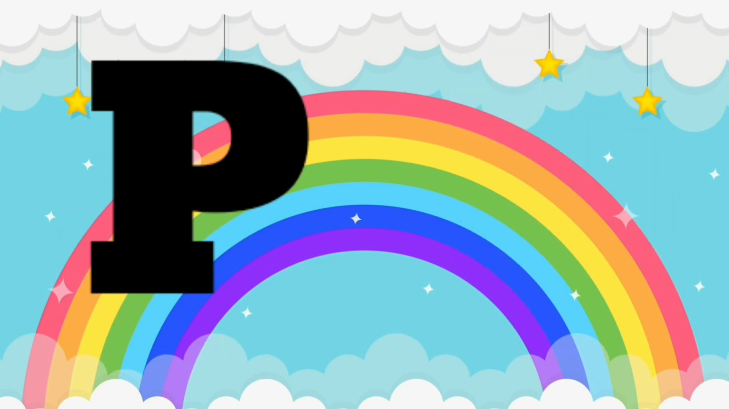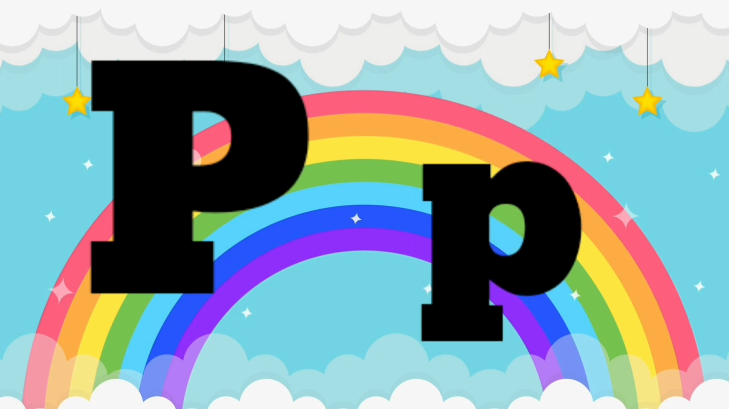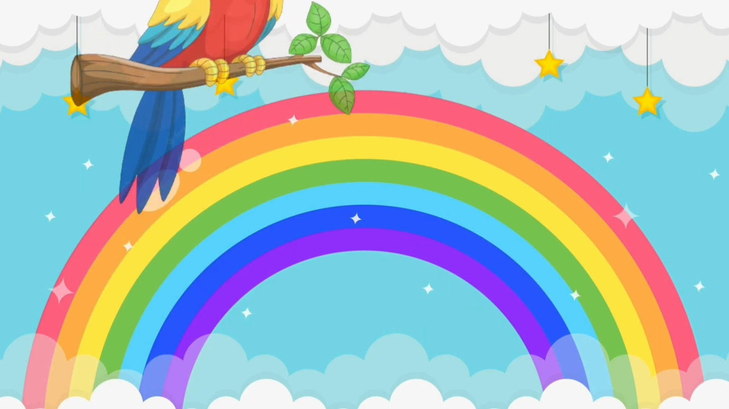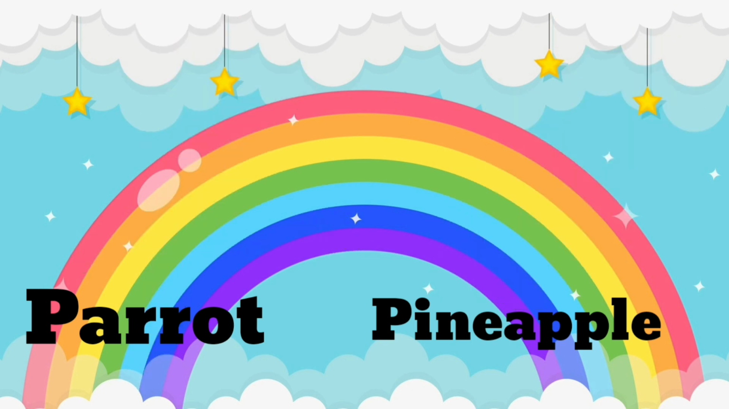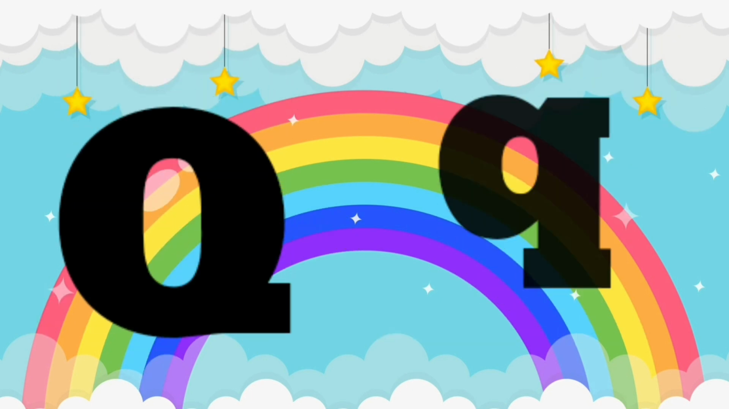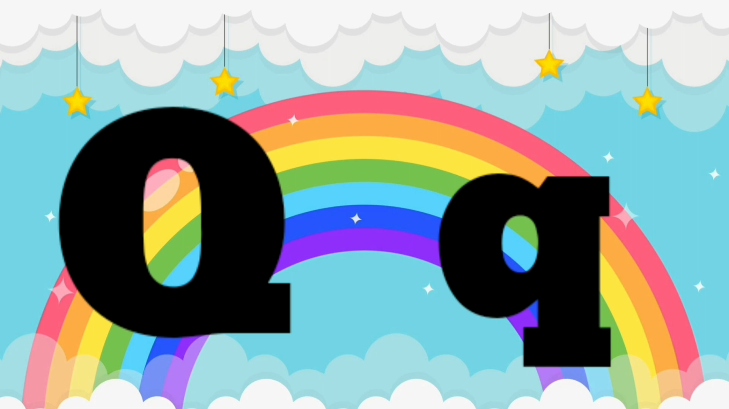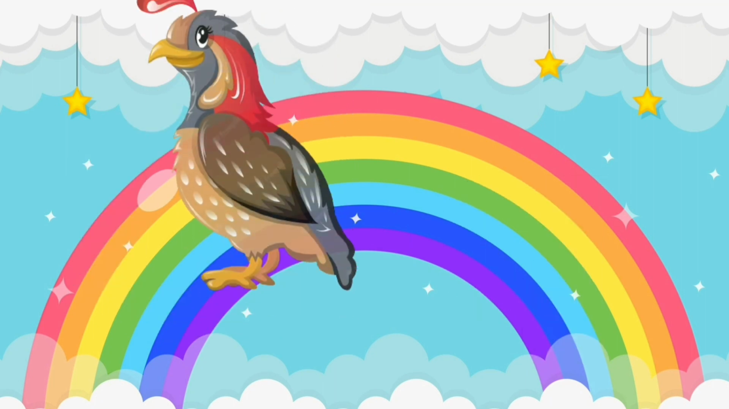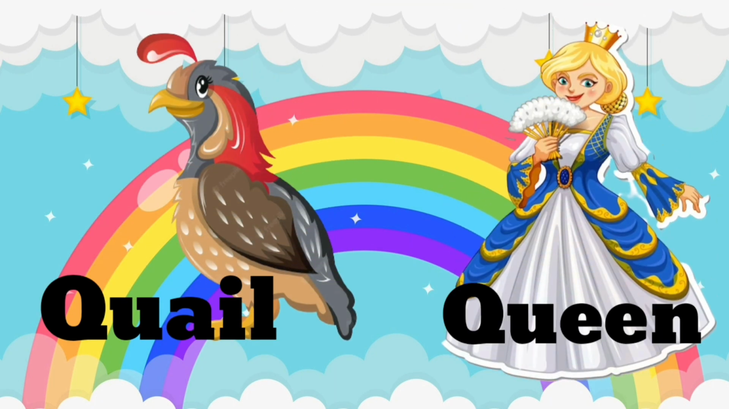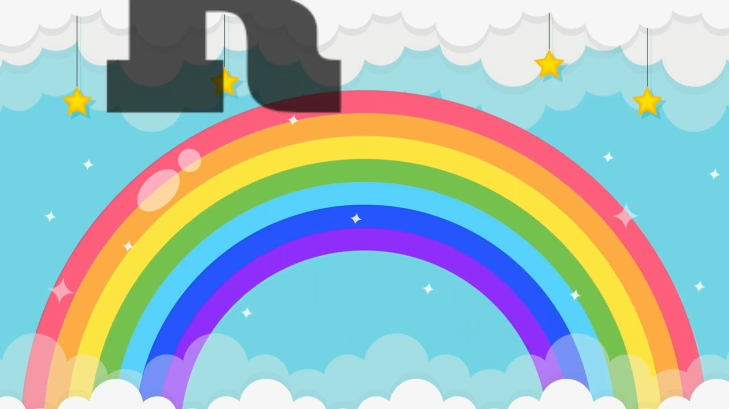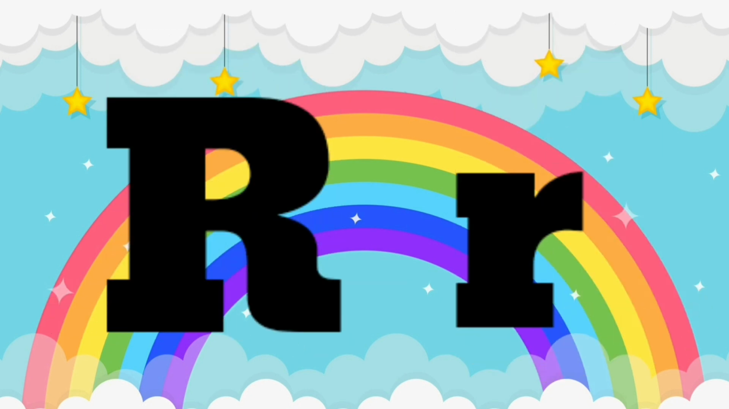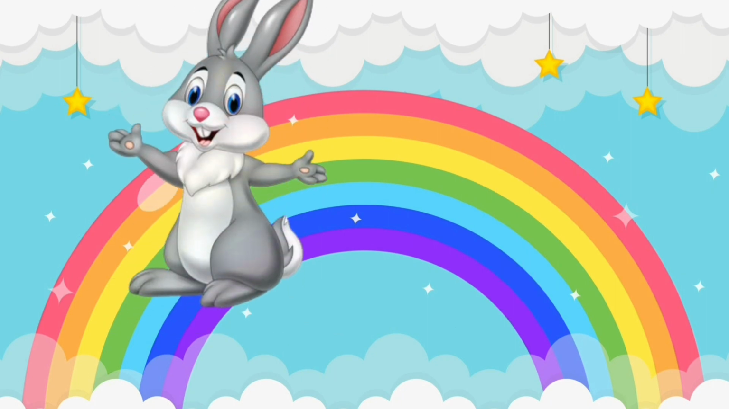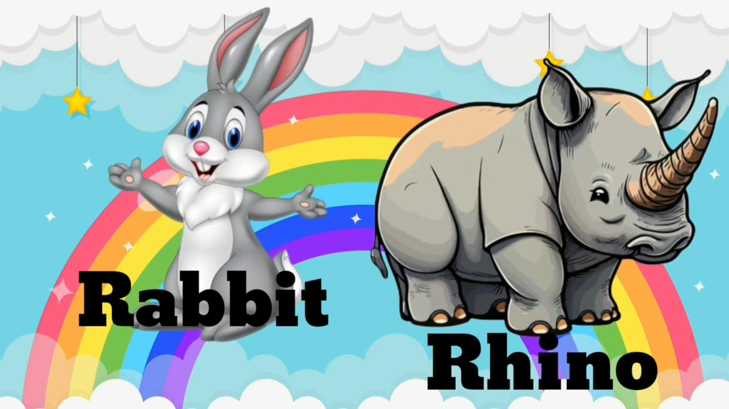P. P for parrot. P for pineapple. Q. Q for quail. Q for queen. R. R for rabbit. R for rhino.